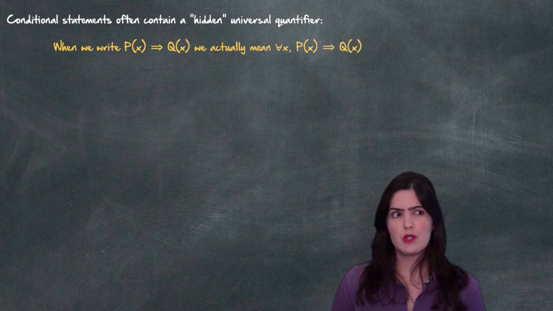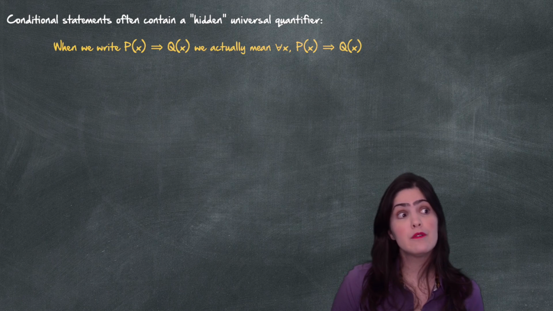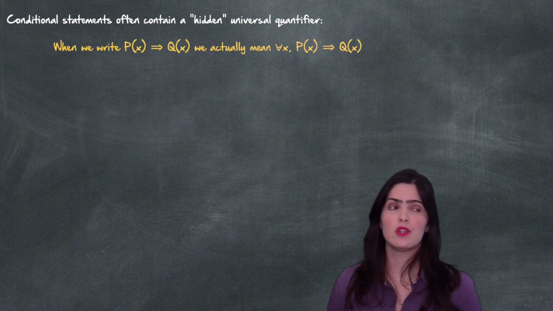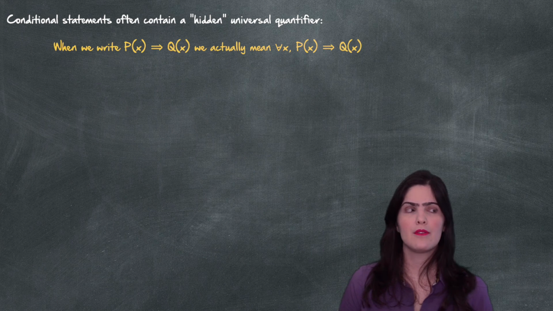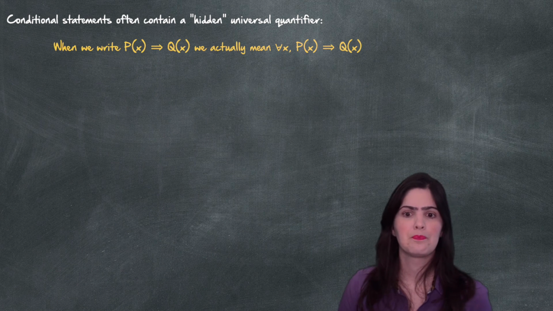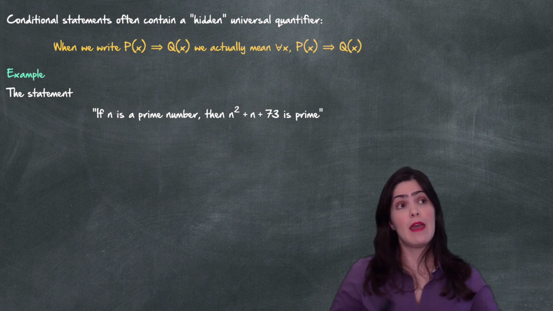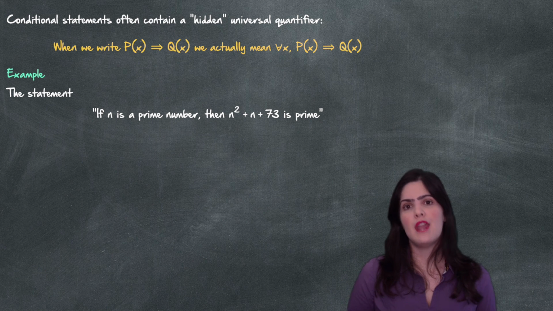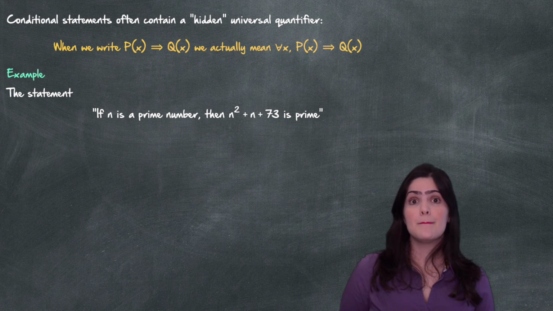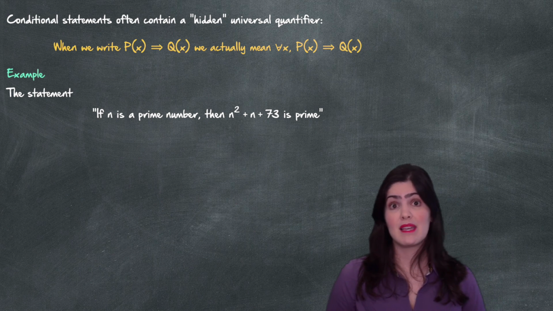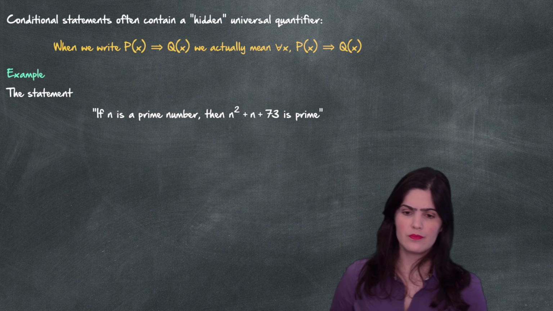And this is very important to keep in mind later when we're doing proofs and when we're negating conditional statements. But we'll worry about that in another video. Okay, let's take a look at this example. So we have the statement, if n is a prime number, then n squared plus n plus 73 is prime.